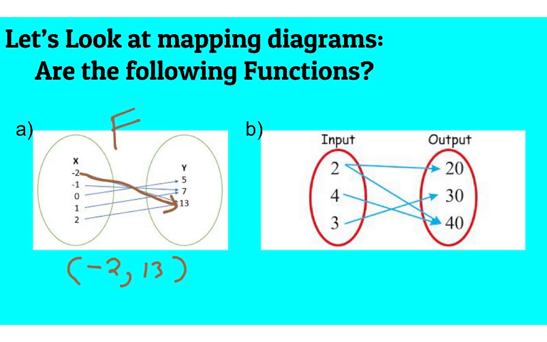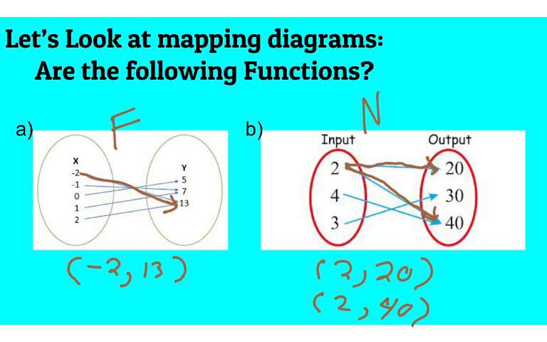However, if you look at example B, you can clearly notice that the 2 is being pointed to the 40 and the 20. So that means there'd be a coordinate of (2, 20) and (2, 40). Therefore, you cannot have this in a function because the x values repeat with different y values. Therefore, this is not a function.